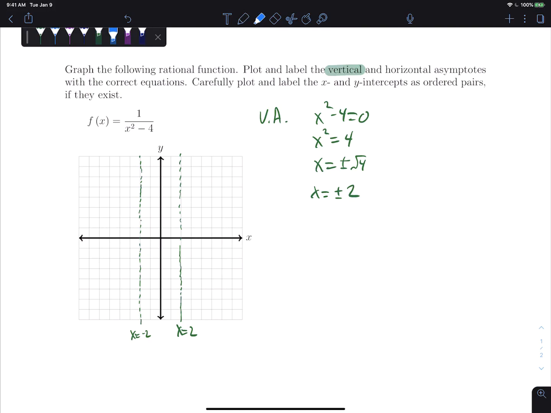Fantastic. Now, let's look at the horizontal asymptote. To do so, we need to look at the degrees. The numerator doesn't have an x, so technically there's an x to the 0 power. So the numerator is degree 0, the denominator is degree 2. And notice that 0 is less than 2. That's that first condition that we saw. So we have y equals 0 as the horizontal asymptote. And notice that that just means that the x-axis itself is the horizontal asymptote.